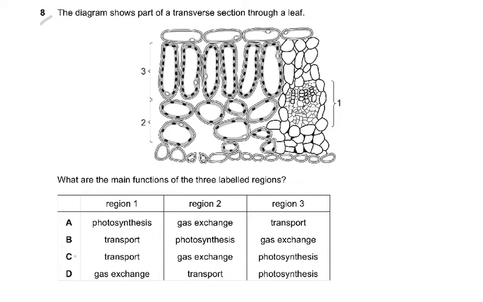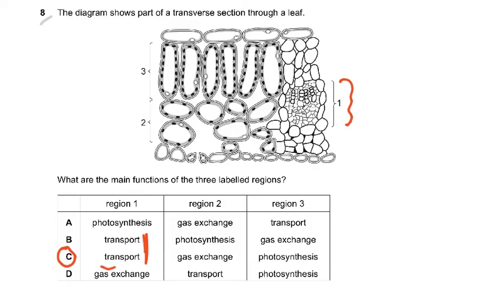So what are the main functions of the three labeled regions? One is photosynthesis, no, one is transport. Why? Because this is the vascular bundle. So it's got to be transport. So it's either B or C. And then it says region 2 is what? Region 2 is the spongy mesophyll. So that is gas exchange. So that is why the answer is C.